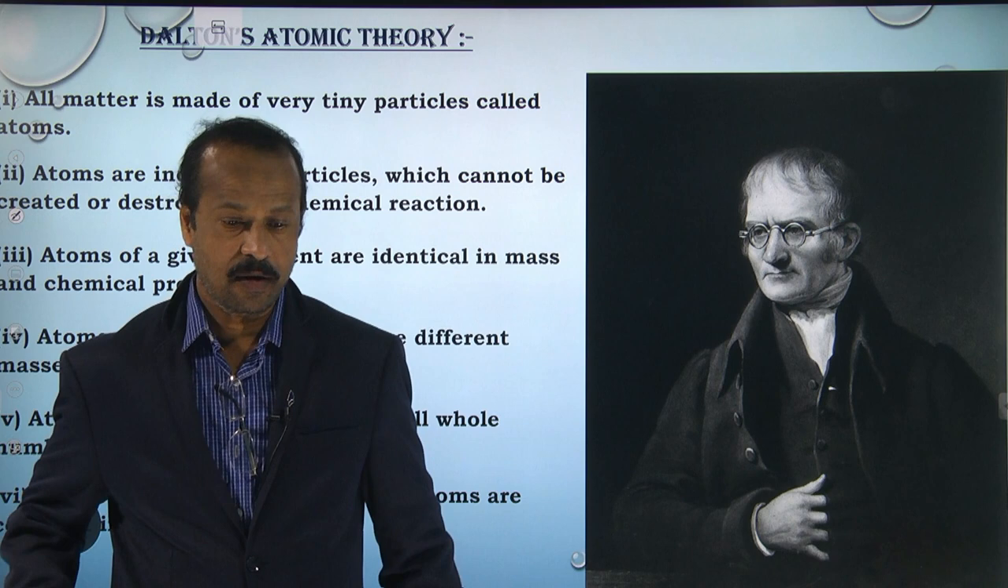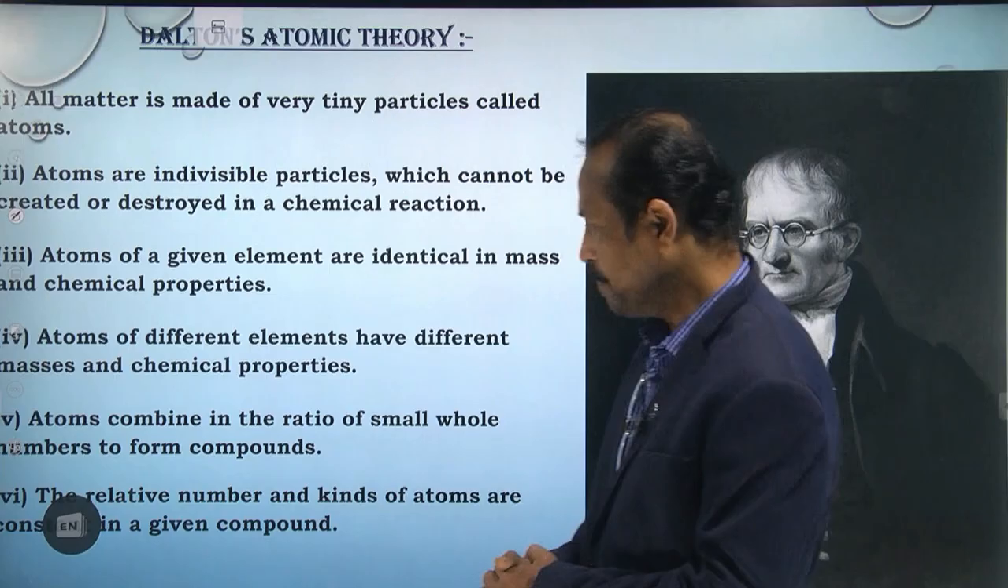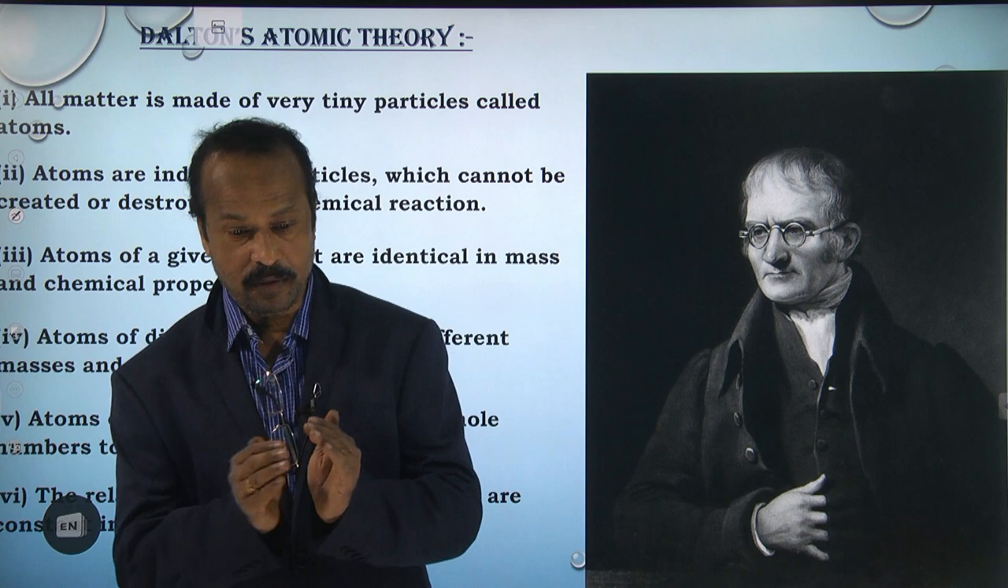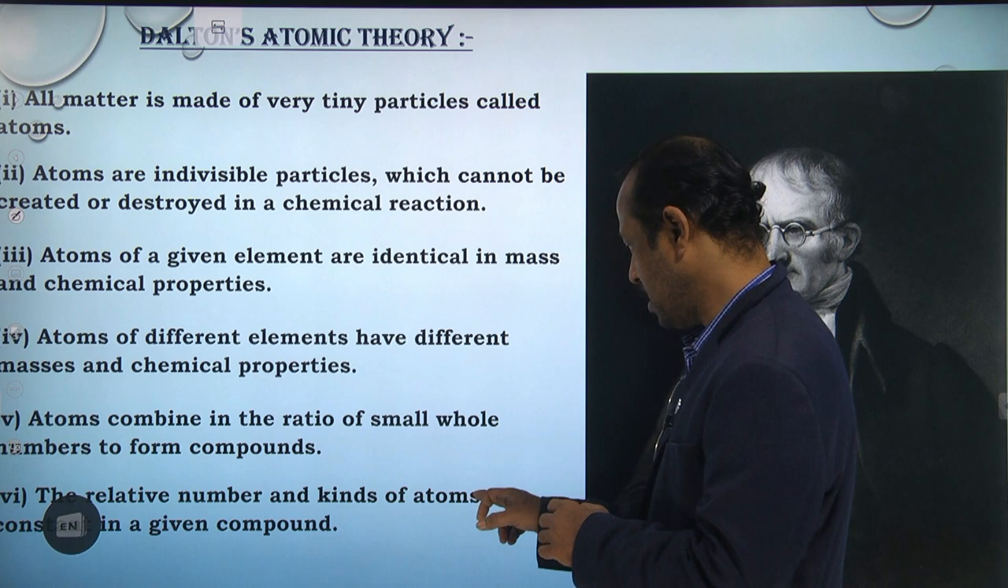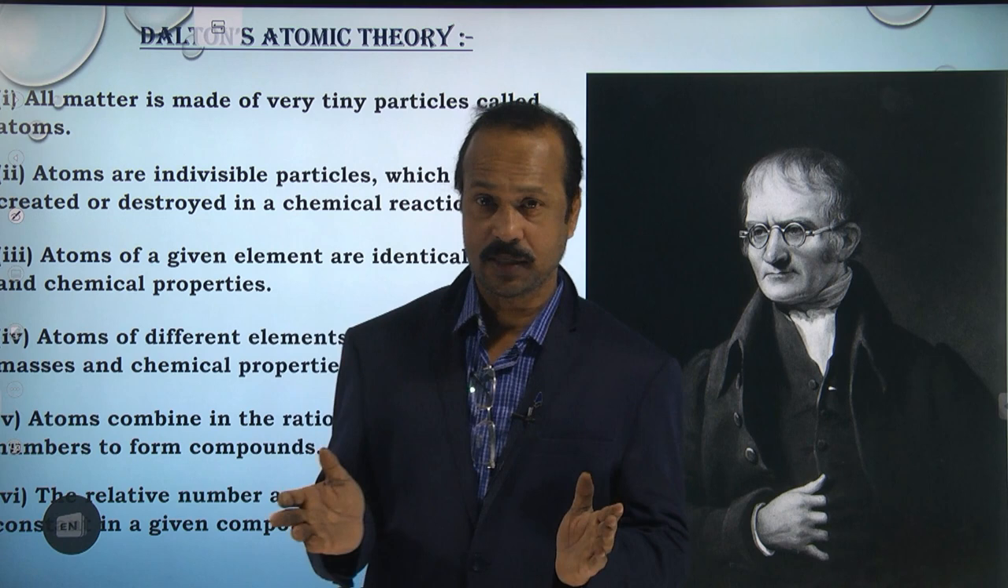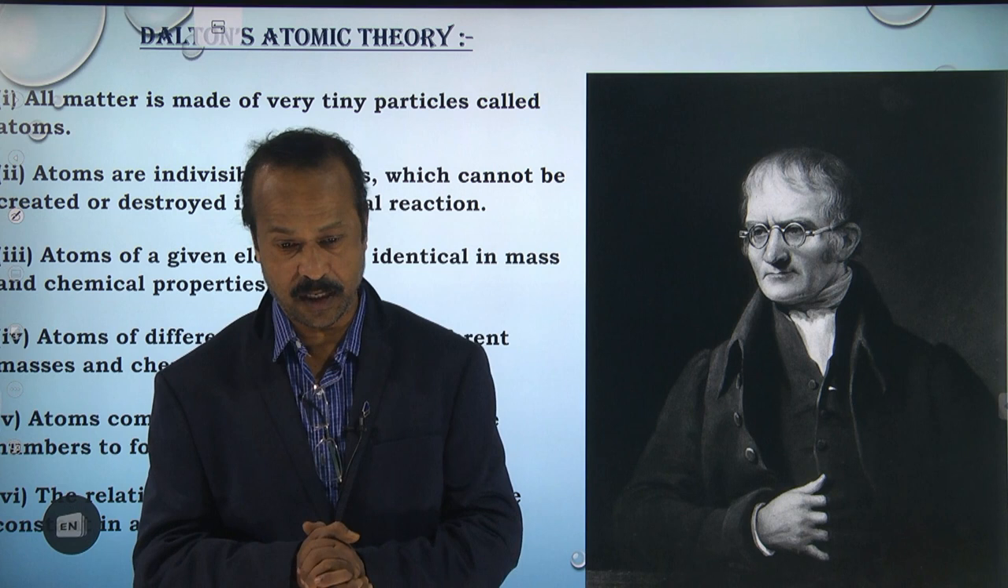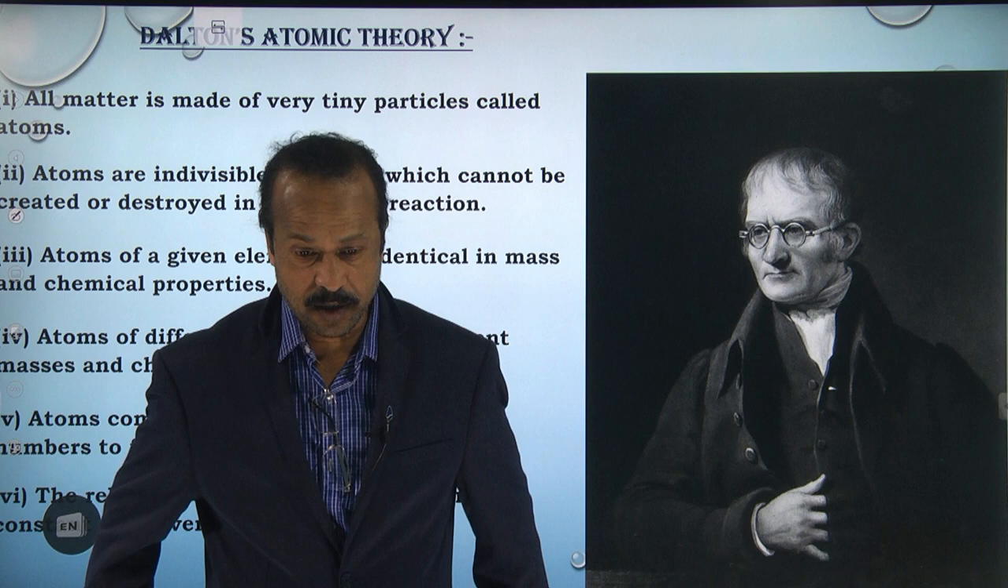Next, atoms combine in the ratio of small whole numbers to form compounds. And the relative number and kinds of atoms are constant in a given compound. So whenever you take water, the ratio of the atoms remains the same, that is 2:1. Ammonia is 1:3, nitrogen to hydrogen. So these are the features of Dalton's atomic theory, right?